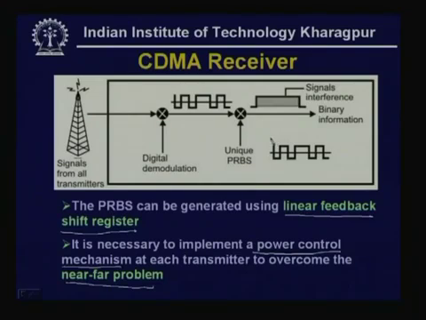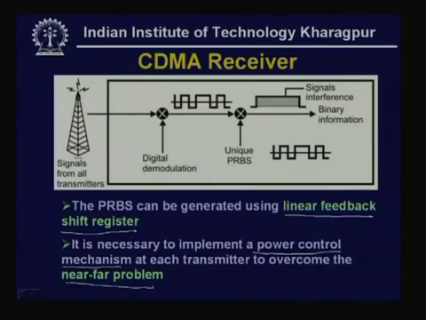Essentially, the near-far problem arises because a receiver is receiving signals from a number of transmitters, and depending on the distance, if one is very near, then the signal strength coming from that transmitter will be very high, and the signal strength from other transmitters will be low. As a result, if the signal strength is very low, it will be ignored. So that will be considered as 0.